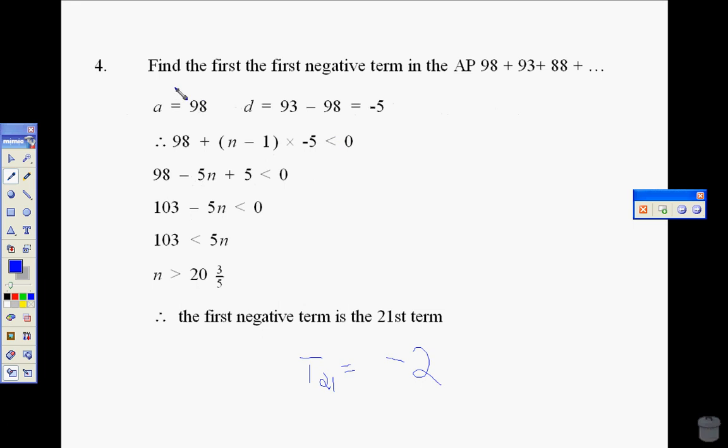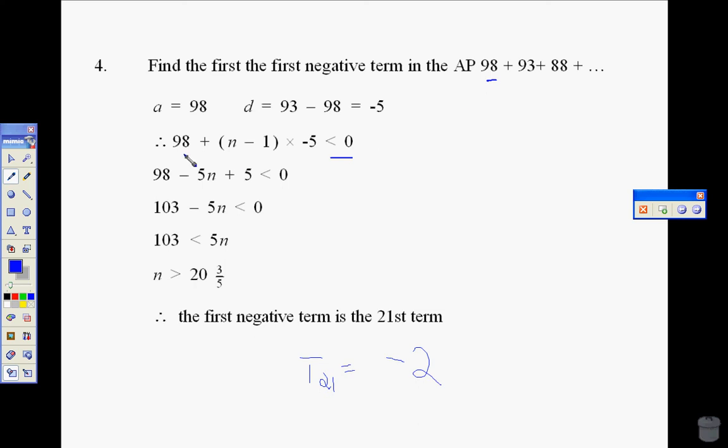This question is a little bit different. Find the first negative term in the AP 98 plus 93 plus 88. Again, we want to identify the value of n that gives us the first term that's negative. Something that's negative is going to be less than 0. This time we can see that a is equal to 98, d is equal to minus 5, because 93 minus 98 is minus 5. The terms are going down, so our common difference is a negative value. We want to see how far this goes down before it actually becomes negative.